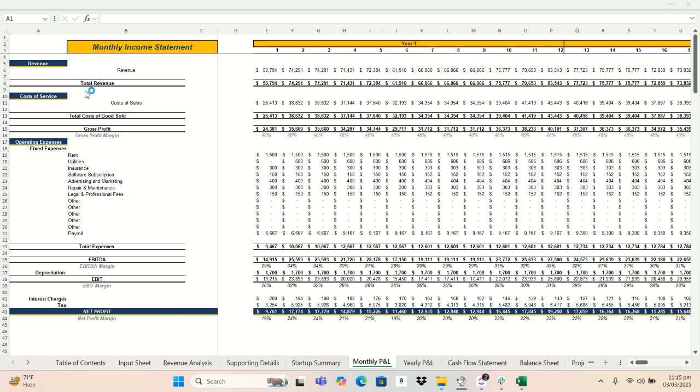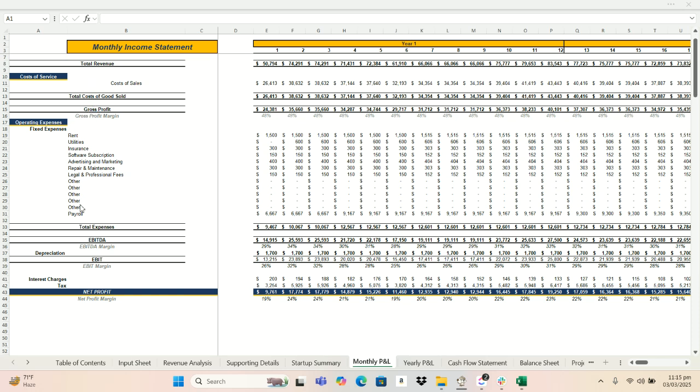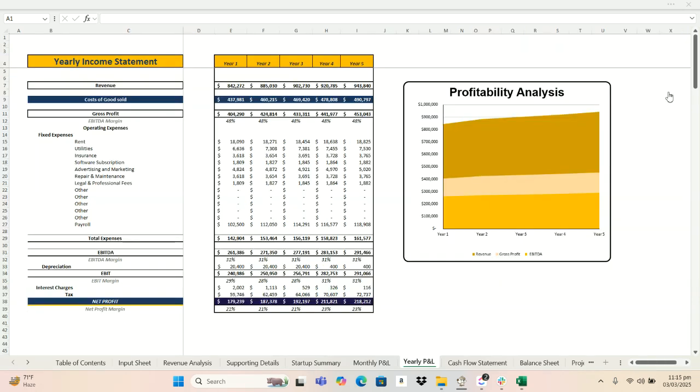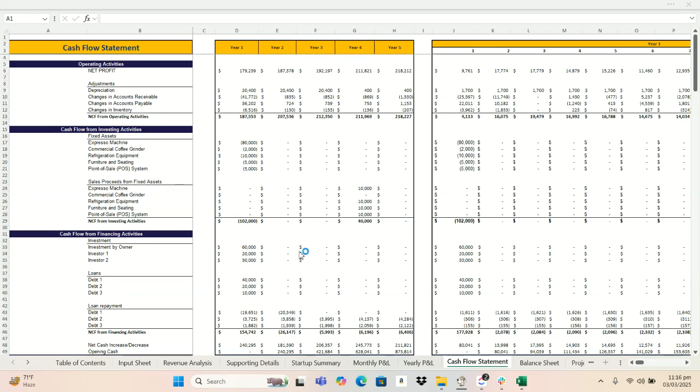Next up we have our monthly income statement calculated on monthly basis for 5 years. Here you can see the net profit margin, net profit. Then we have our yearly income statement over here. You can see a chart of profitability analysis. We have our net profit margin over here.